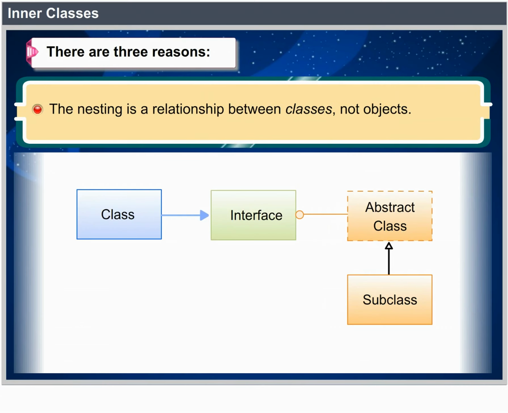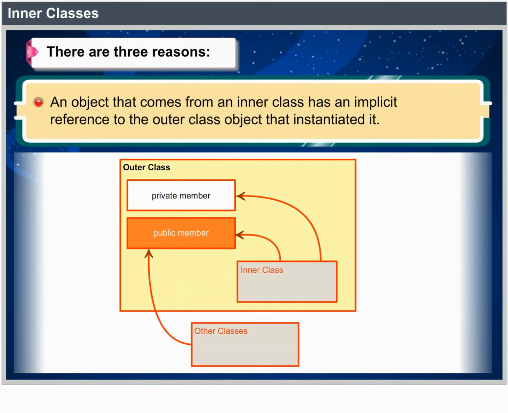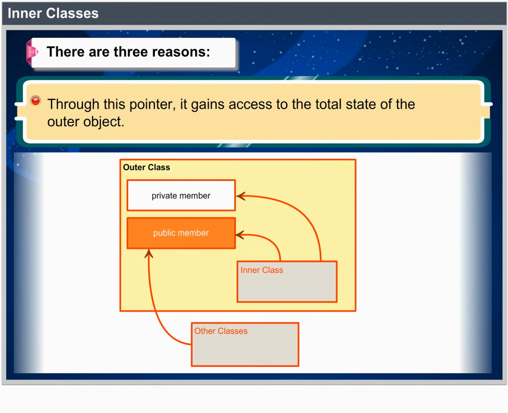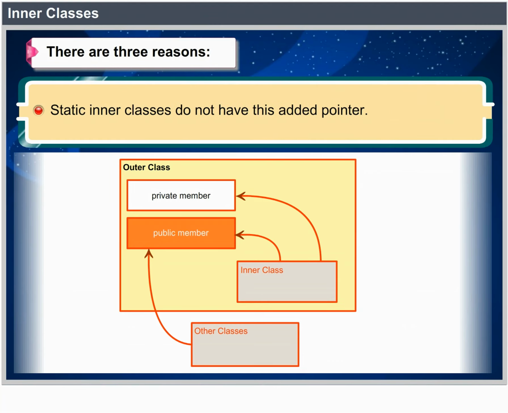The nesting is a relationship between classes but not objects. An object that comes from an inner class has an implicit reference to the outer class object that instantiated it. Through this pointer, it gains access to the total state of the outer object. Static inner classes do not have this added pointer.